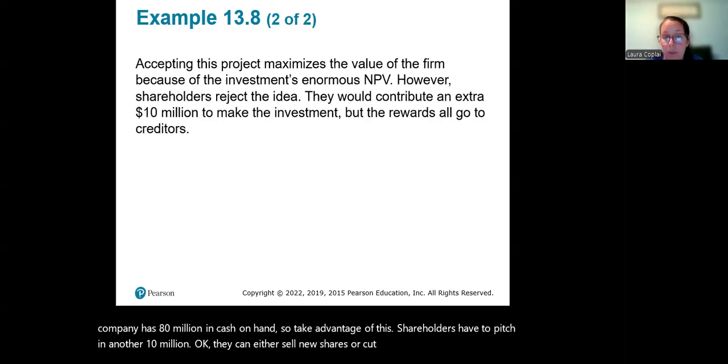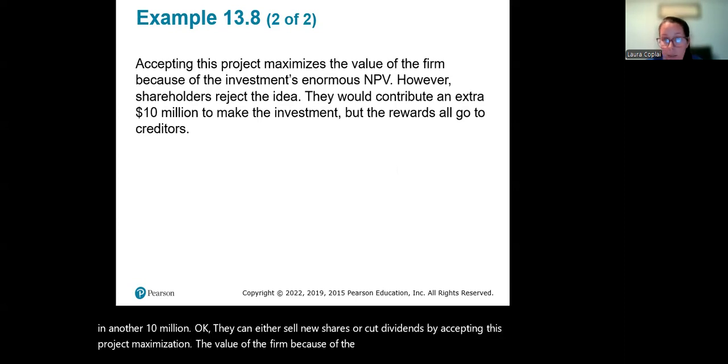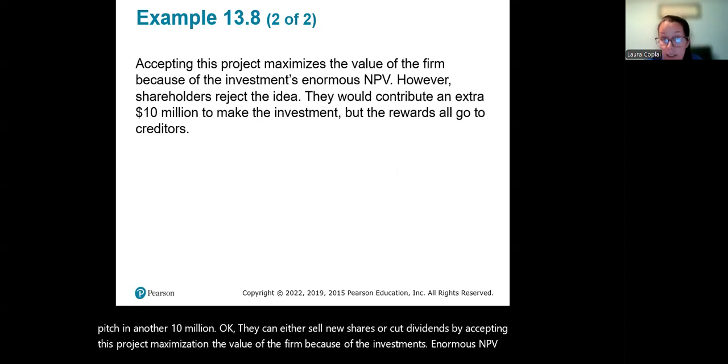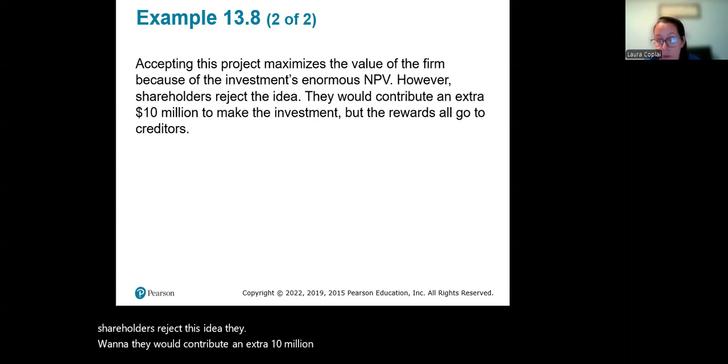By accepting this project, they maximize the value of the firm because of the investment's enormous NPV. However, shareholders reject this idea. They would contribute an extra 10 million to make the investment, but the rewards all go to the creditors.